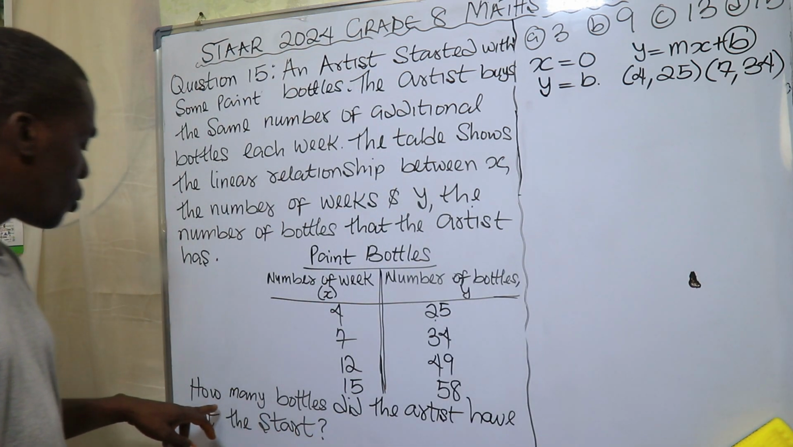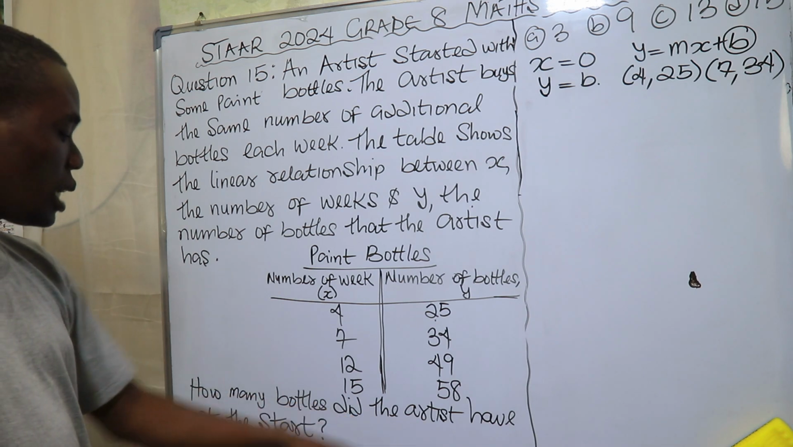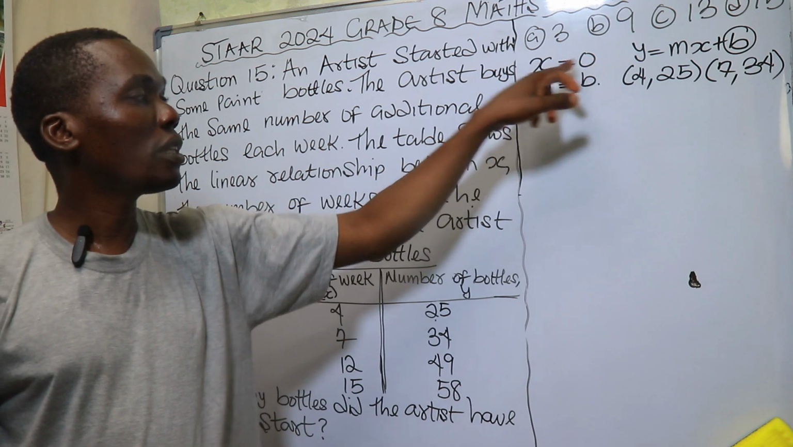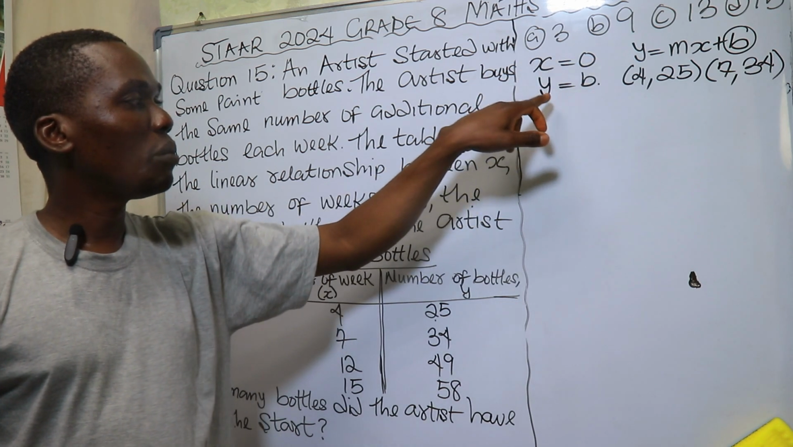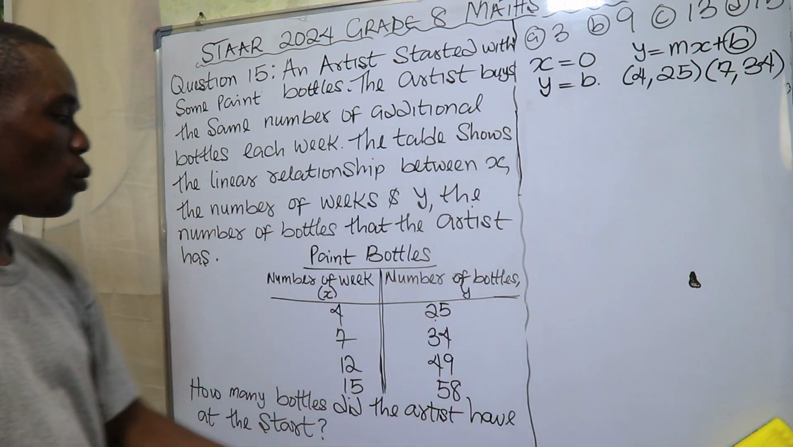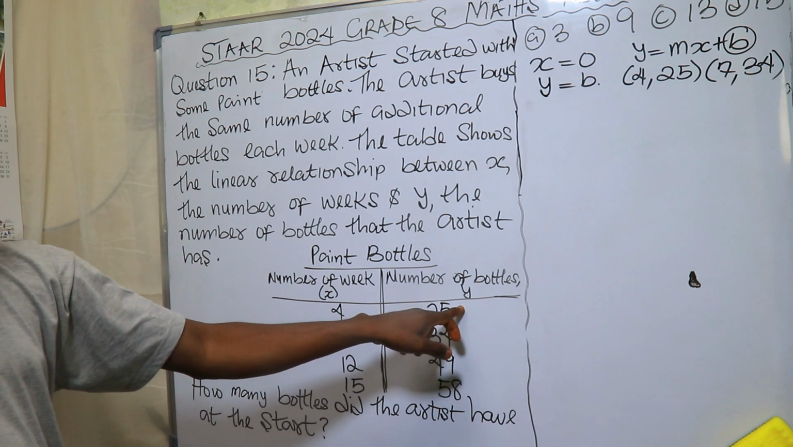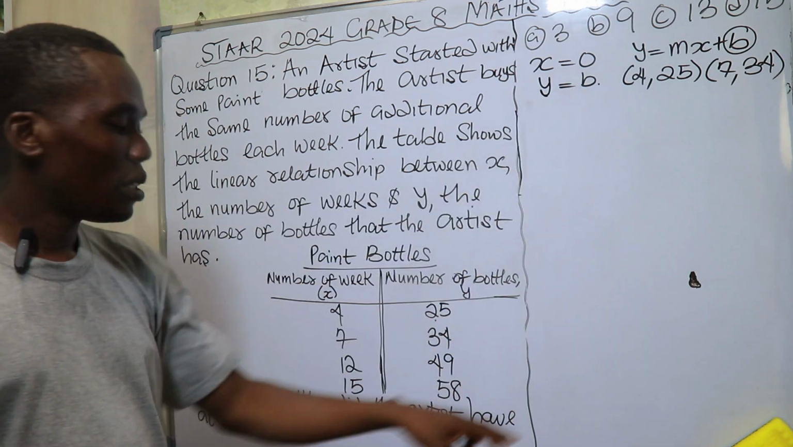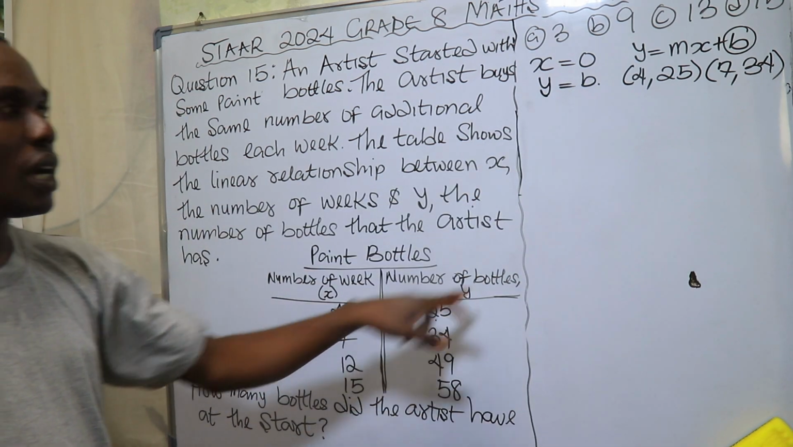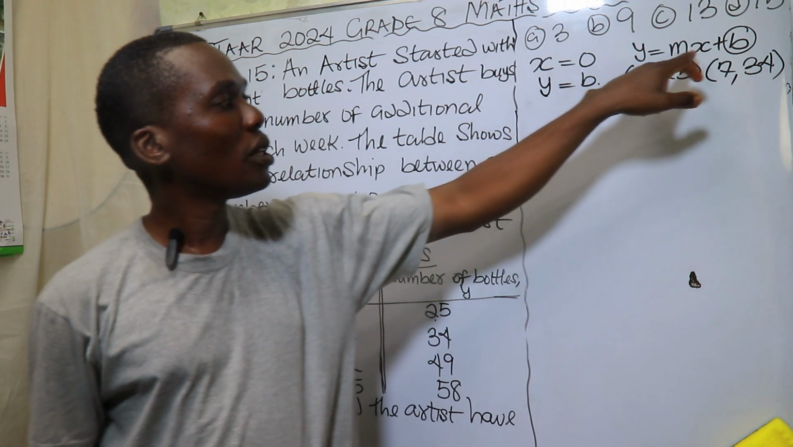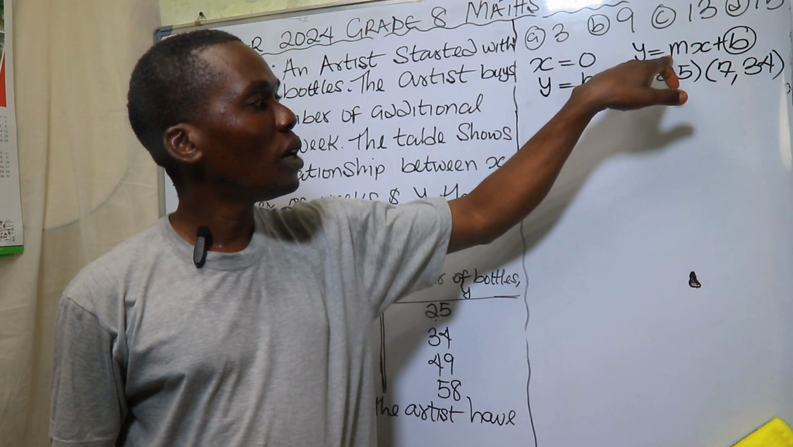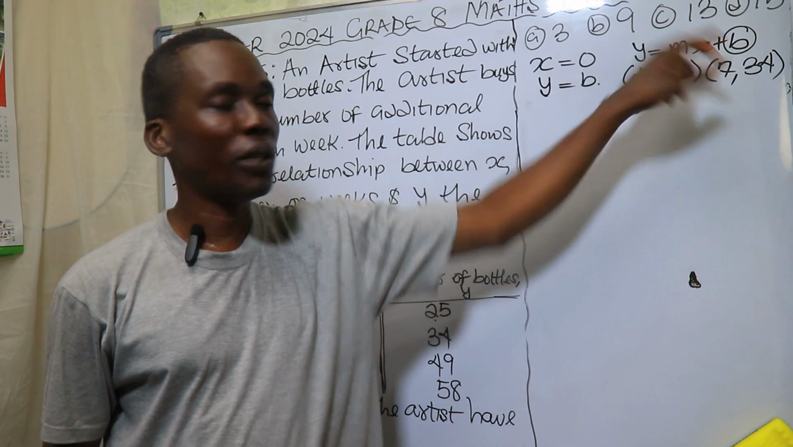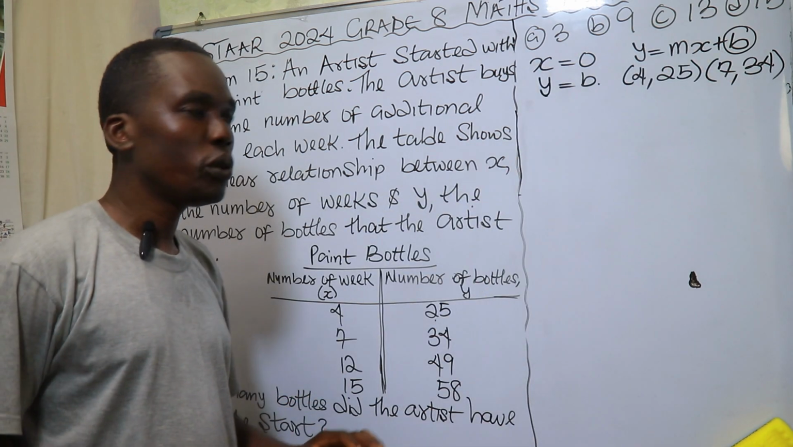Remember, we're asked to find the number of bottles the artist has at the start. At the start, X is equal to 0. What is the corresponding value for Y? If we can find the intercept, then we have found the number of bottles. To find the intercept, we need to find the slope, and then we use any of these coordinates to find the value of b. So how do we solve this?